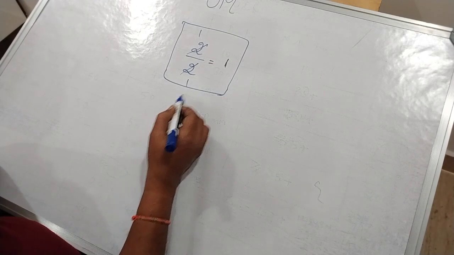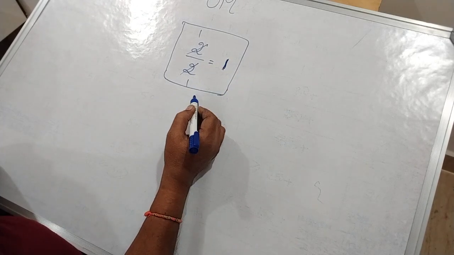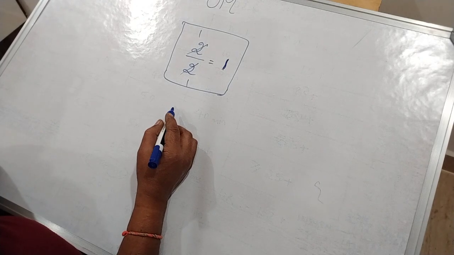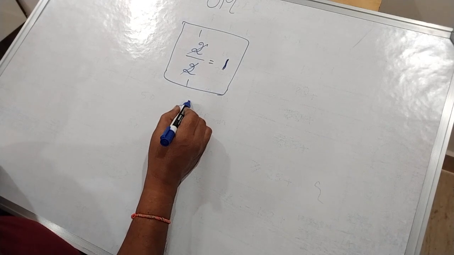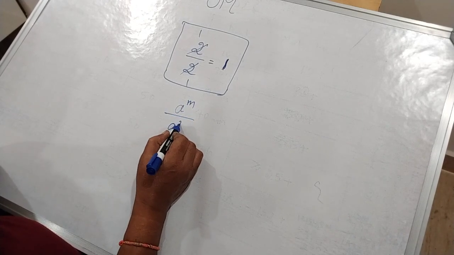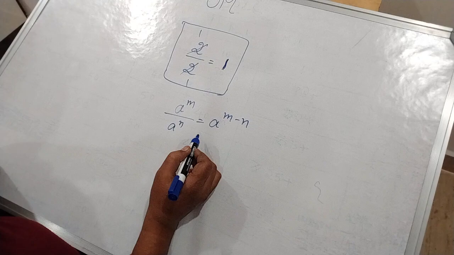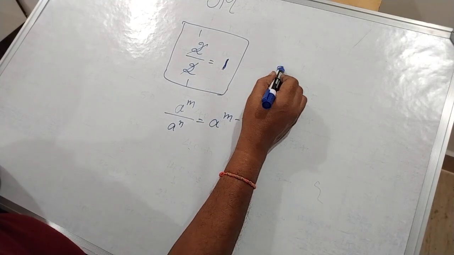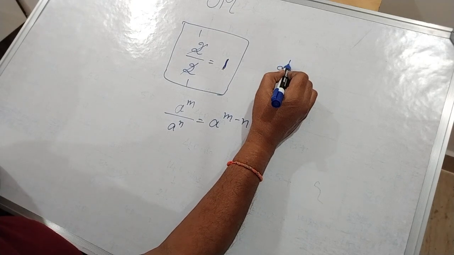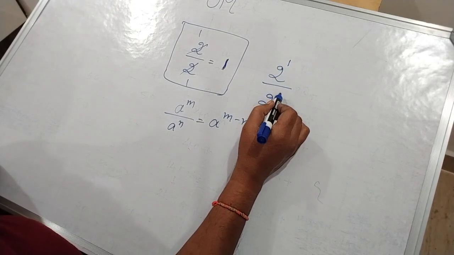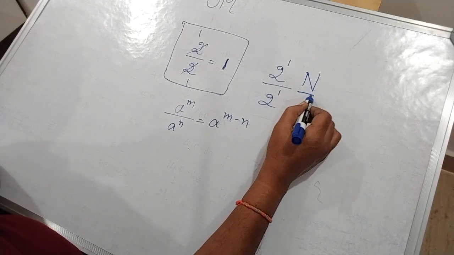So now, would you like to try? How is 2 by 2 equal to 1? Here we have to understand the concept, the laws of indices. a to the power of m over a to the power of n is equal to a to the power of m minus n. And here, 2 is repeated one time in the numerator, and 2 is also repeated one time in the denominator.